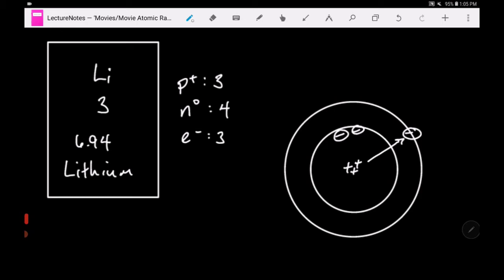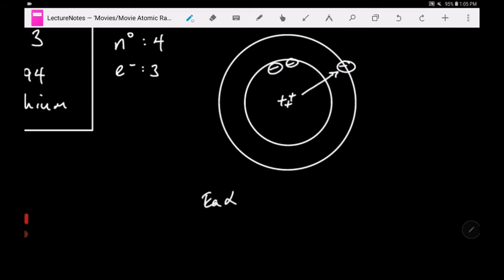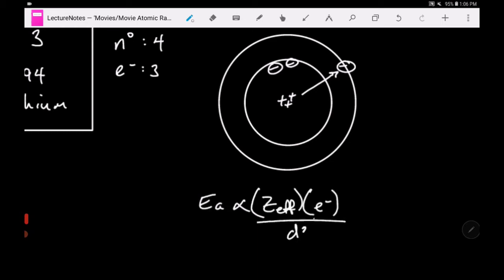Only the valence electrons. The attractive force is going to be proportional to the charge of the nucleus, the charge of the electron, over the square of the distance between them. Unfortunately, this is wrong. We're not looking at the charge of the nucleus. We're not interested in the charge of the nucleus. We're interested in the effective nuclear charge.